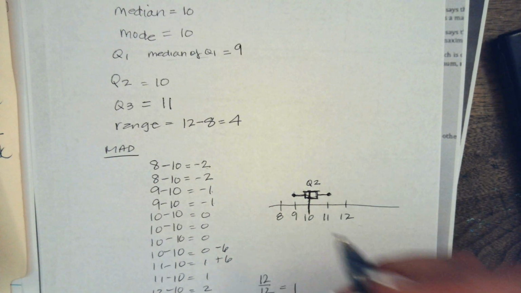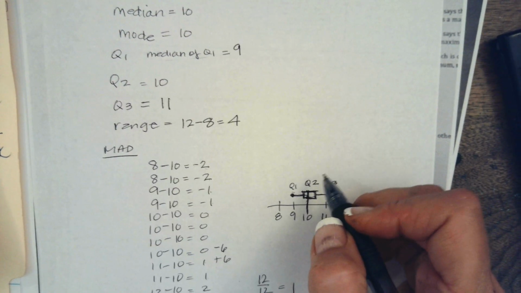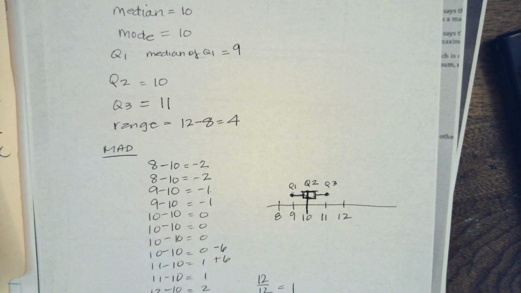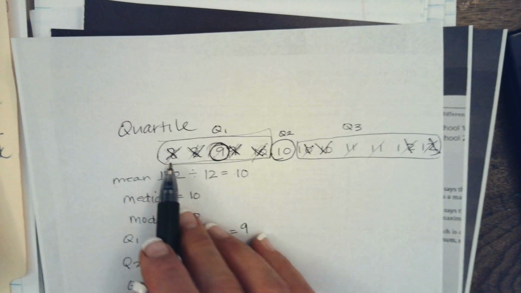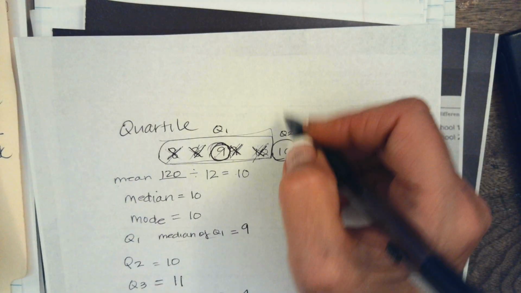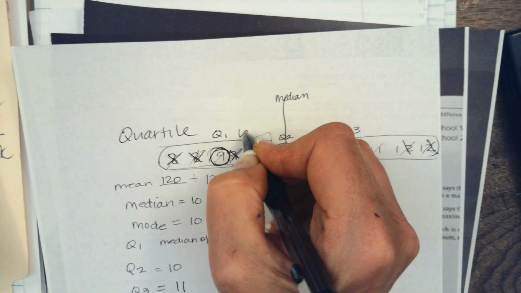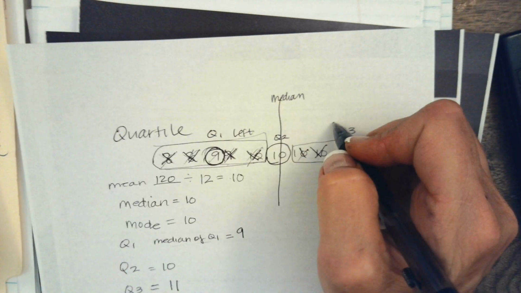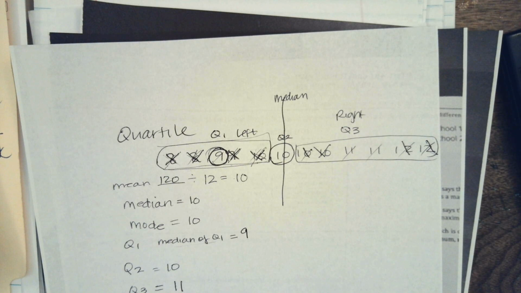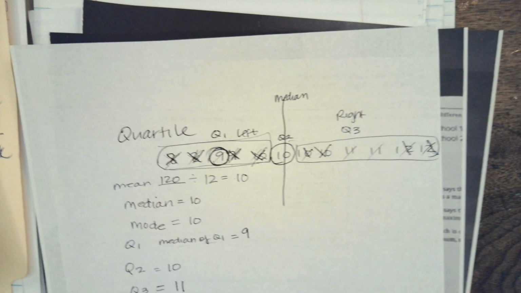Okay. This is, well, Q1. To clarify, Q1 and Q3 are the sides of the boxes, right? Yeah. So Q1 is the middle of the first set of data. So your data, here's your median. It is the left side of your data. And then your Q3 consists of all the numbers in your right side, but you have to find the middle, or the median, of your right side, or your Q3 data set, to find what your Q3 is.